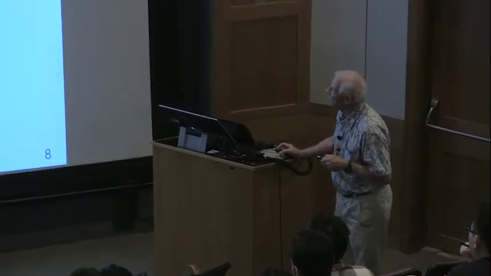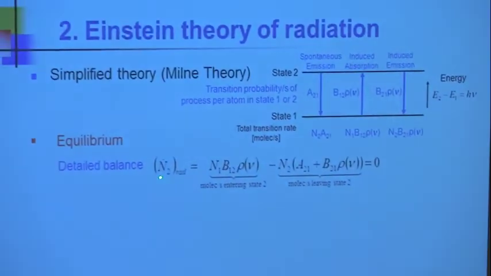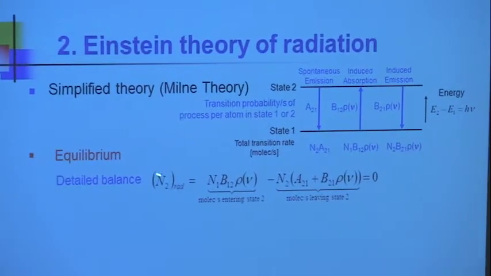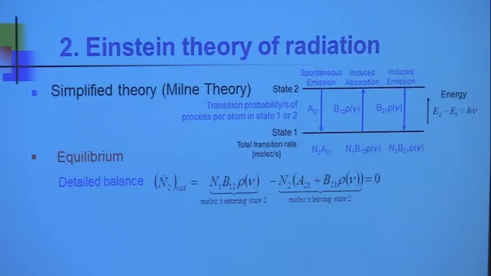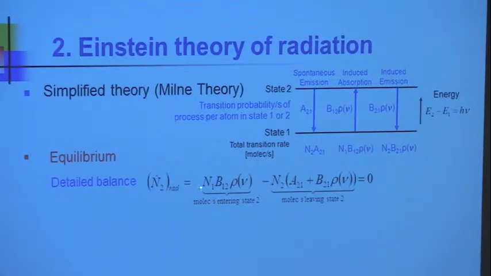So here's our problem. Now we do what's called detailed balance. What is the rate of change? So n2 dot means the time derivative of the number in 2 due to this radiative process. Well, it would be the number which are brought in by absorption minus those which are leaving due to the combination of spontaneous emission and induced emission. What do we know about equilibrium? That net number must be 0. Changing at equilibrium, the net.